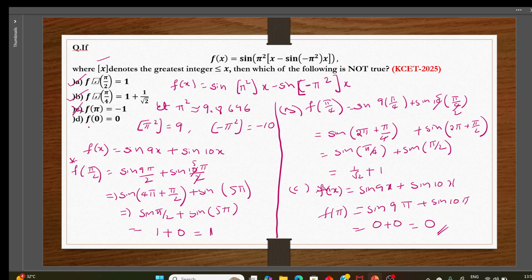And check option D, f of 0 is equal to 0. Sine 0 value is 0 and sine 0 value is 0, so 0 plus 0 is 0. So option D is also correct. So f of pi is equal to minus 1 is not correct. So C is our answer. Clear? Next question.